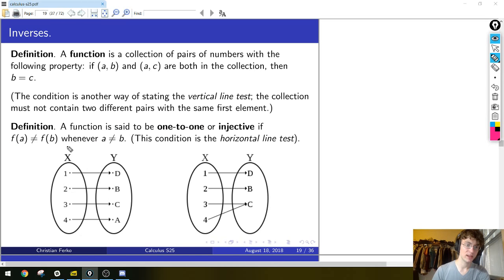So here is an example of a function which is 1-to-1, right? This function simply maps 1 to d, 2 to b, 3 to c, 4 to a.